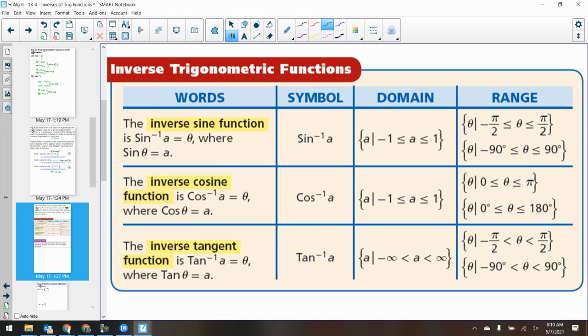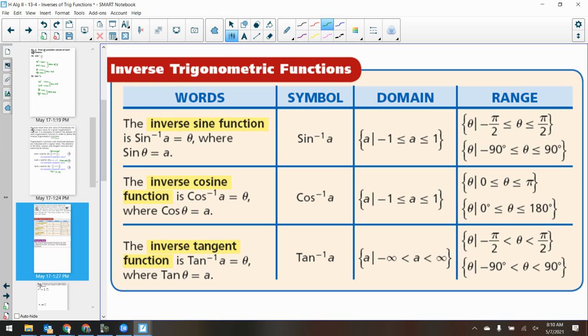That means for sine and cosine, I am very limited to what I plug into inverse sine and inverse cosine. Could you actually evaluate inverse sine of 5? No, because it's not within my domain. You're going to get a domain error in your calculator. Could I actually take the inverse cosine of negative 2? No, you're going to get an error in your calculator because that's not within the domain.